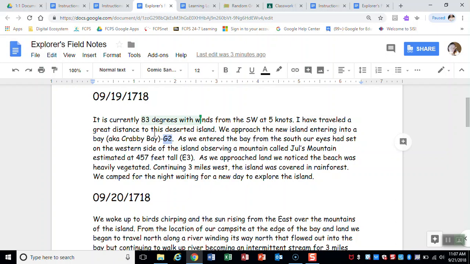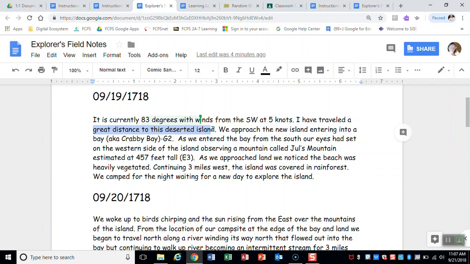It's currently 83 degrees with winds from the southwest at 5 knots. I have traveled a great distance in this deserted island. Okay, right away we know that the weather is somewhat warm because it's 83 degrees. We can assume Fahrenheit, and that there's some soft winds at 5 knots from the southwest. This person has traveled a long way, and the island is deserted. That means that nobody's on the island. All right, so that's what we've gotten so far.